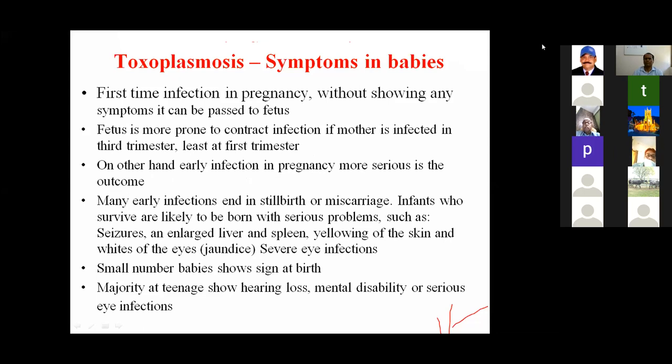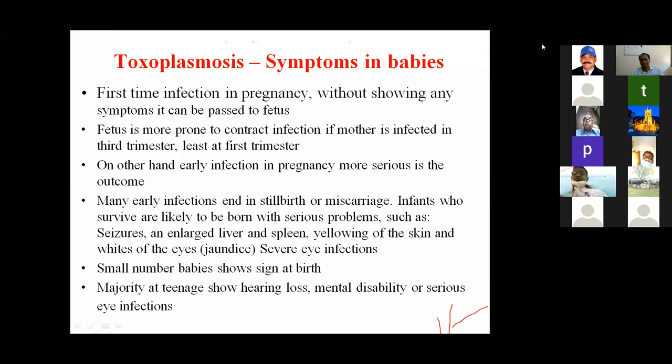You know, if a lady is being infected with toxoplasma for the first time in her pregnancy, without showing any symptom, she can pass the infection to the fetus. She may not show any symptom during the pregnancy. The fetus is more prone to contract infection if the mother is infected in the third trimester. If the lady gets infected with toxoplasma in the third trimester, she is sure to transmit it to the fetus. But there is less chance if she is infected in the first trimester.